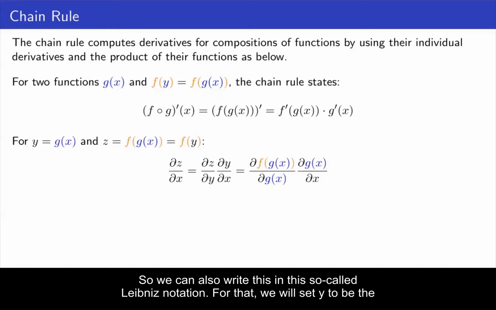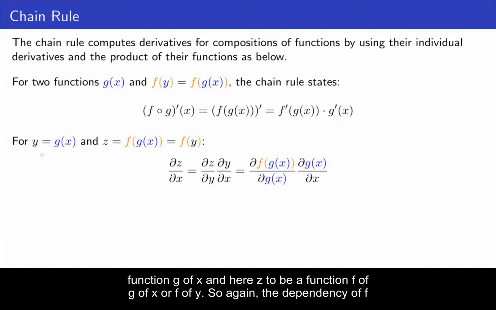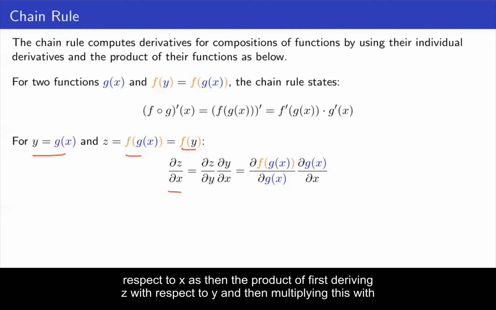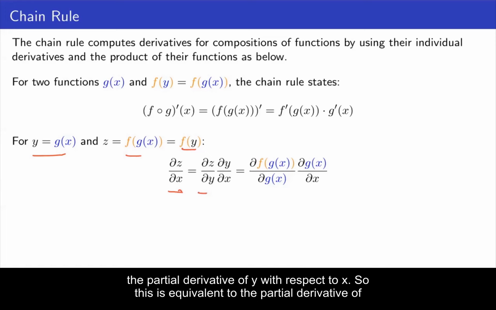We can also write this in the so-called Leibniz notation. For that, we set y to be the function g of x, and z to be the function f of g of x, or f of y. Again, the dependency of f on x is through the function g. Then we can calculate the partial derivative of z with respect to x as the product of first deriving z with respect to y, and then multiplying this with the partial derivative of y with respect to x.